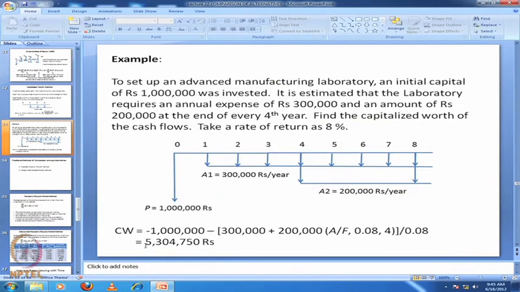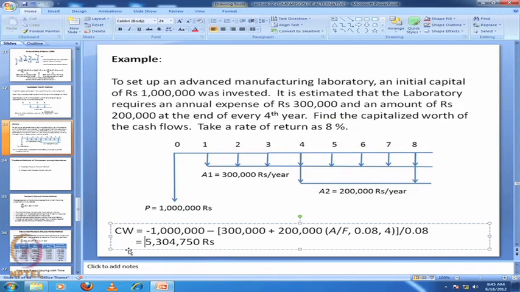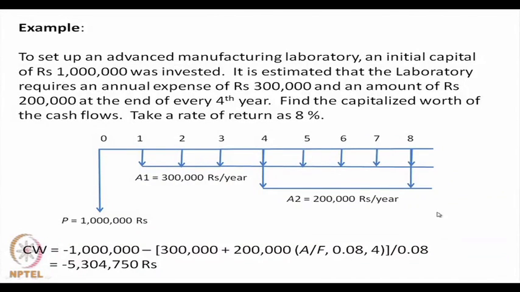Once again there is a mistake here, this has to be minus. This is minus 5,304,750 rupees. This is the capitalized worth. If we have a similar project or another project with different cash flows, we can separately find its capitalized worth, compare the two, and since both are costs, the one that gives the lower cost is what is accepted.